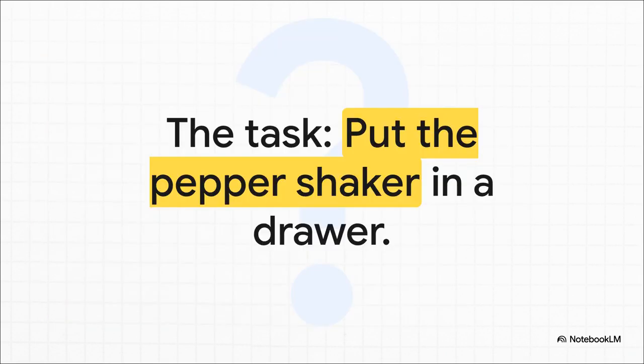Okay, that might sound a little abstract. So to make it super clear, let's walk through a classic example from the research paper that introduced this whole idea. The task is simple: put the pepper shaker in a drawer. Now, for us, that's easy. But for an AI, it's a surprisingly tricky puzzle.